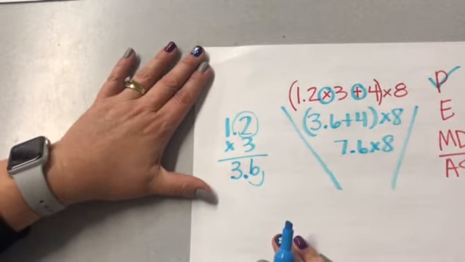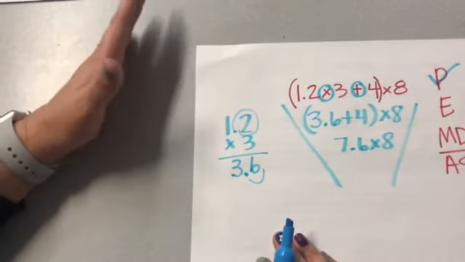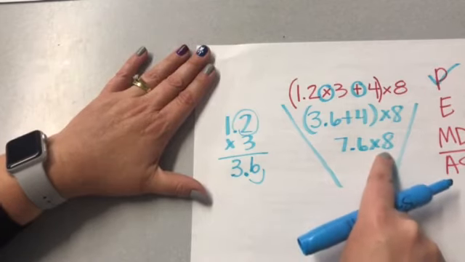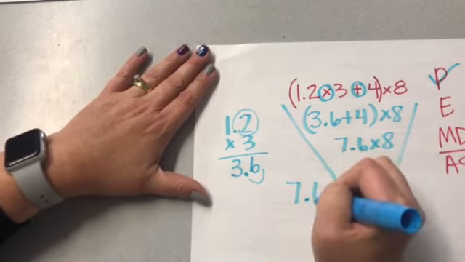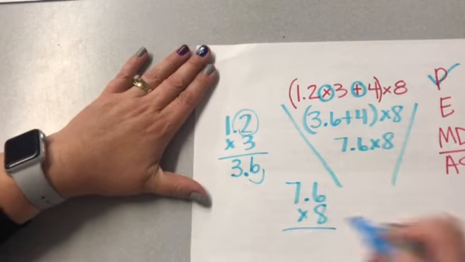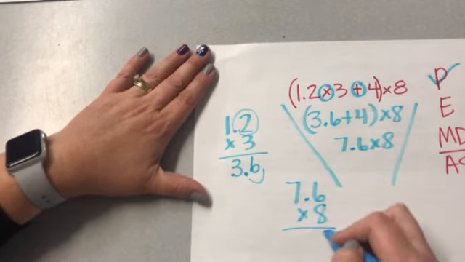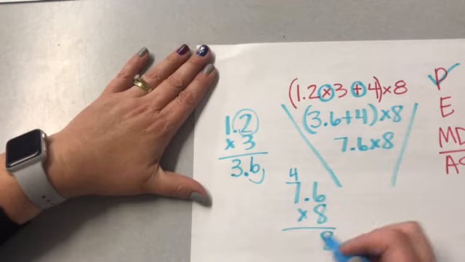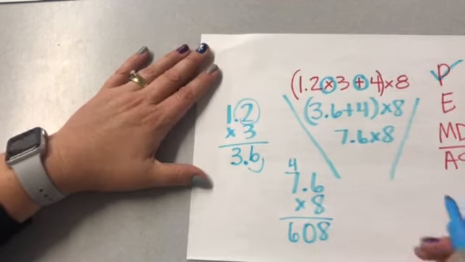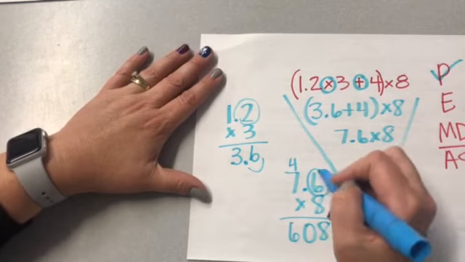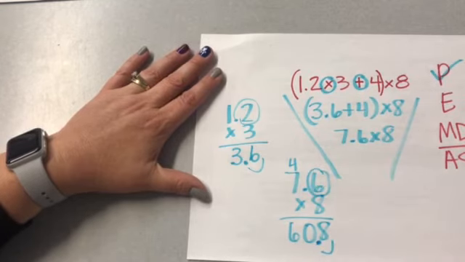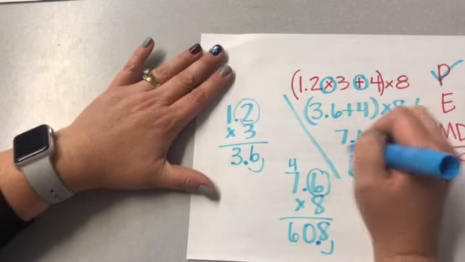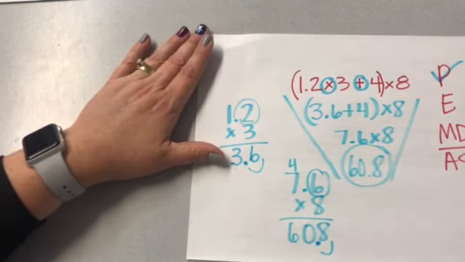7.6 times 8. Well, darn it. I need to multiply a decimal again. I know 7 times 8 is 56, so I know it's going to be a little more than 56. I'm going to do this over to the side. 8 times 6 is 48. 56 plus 4, 60. So I've got 1 here. I scooch it back once. My estimate was 56. I know 60.8 makes good sense.